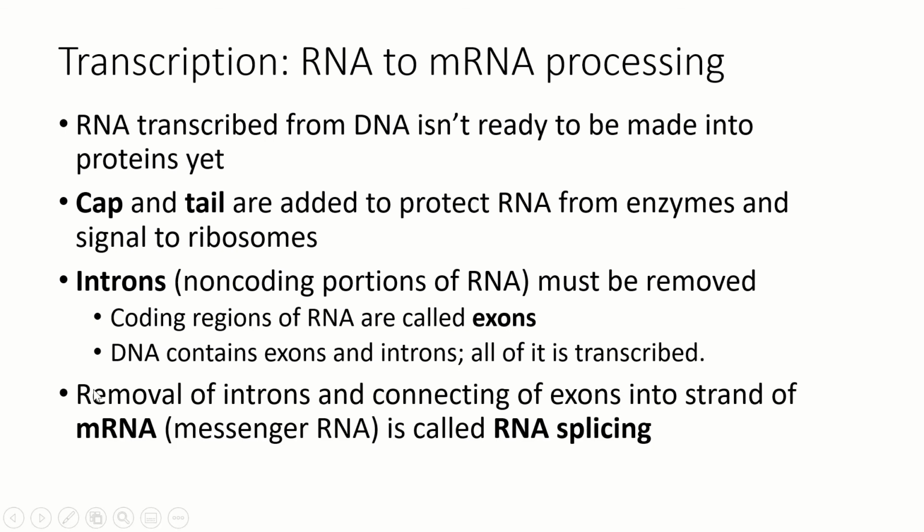All right. All of this, the adding the tail, the removal of the introns and the connecting of the exons is called RNA splicing. And splicing is just where you take a segment out of something and you put the remaining ends together. When we're done with all of that, then we have what we call messenger RNA, or mRNA, which is ready to go out into the cytoplasm.